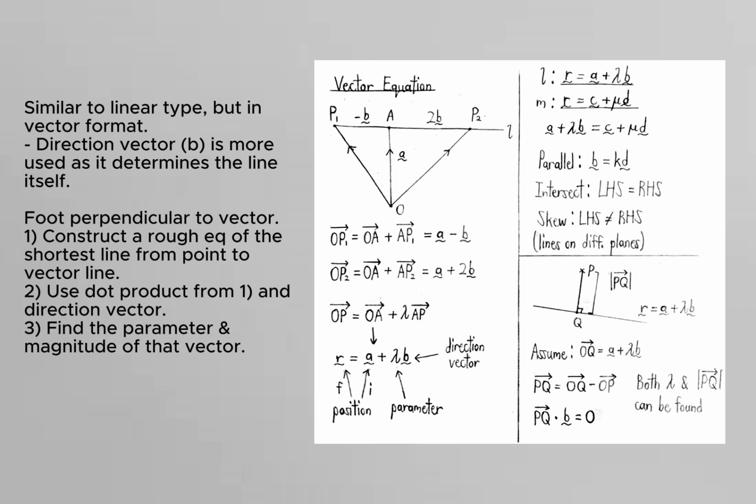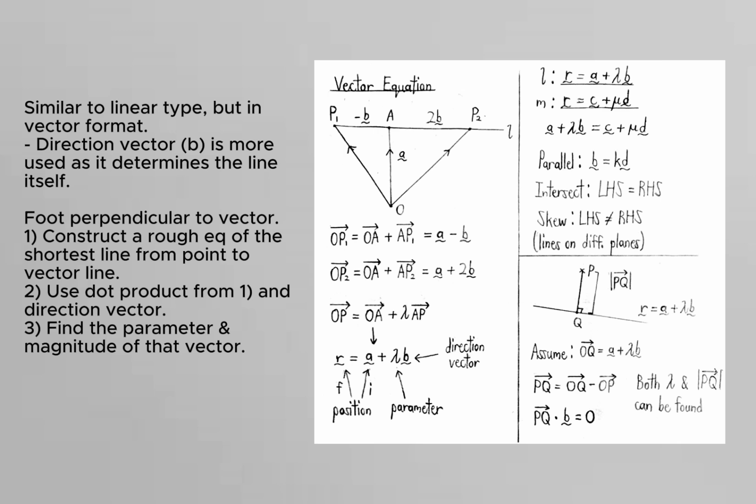Basically, if they are parallel, we can tell that vector B is a scalar multiple of vector D. If they are not parallel, the two lines either intersect or are skew. To tell this apart, if the left hand side and the right hand side of the equation are equal and consistent, then you know the lines intersect. Otherwise, they are skew. Skew lines means that the two lines are on different planes, and you need to view this in 3D.